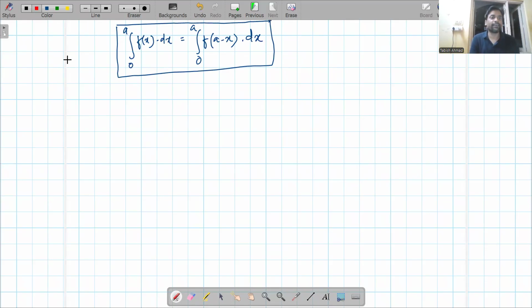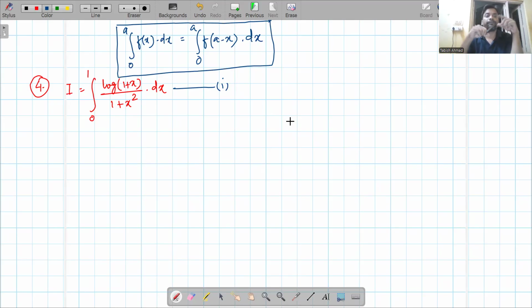Very great. So the question is question number 4. The integration is given with limit from 0 to 1, we have log(1 plus x) divided by 1 plus x squared dx. How to solve this? Don't worry. We'll consider this as equation number 1. Now, you can see that we cannot integrate it directly. In the denominator, we have a quadratic expression, that is 1 plus x squared.